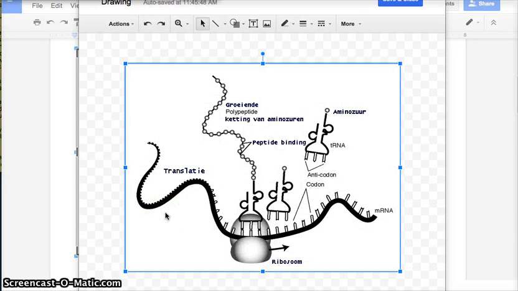So we're going to use this picture here. So there's some non-English words here, but we'll get the picture here. So this right here, this single strand, this really long single strand, this is the mRNA.